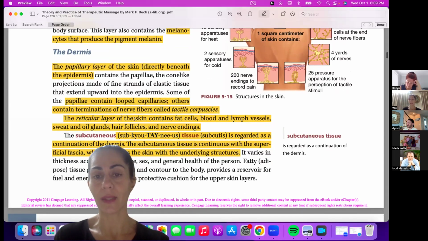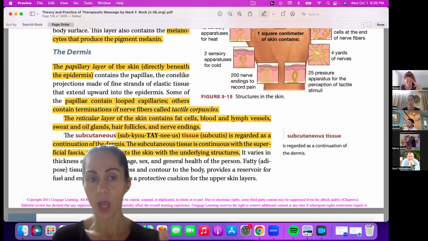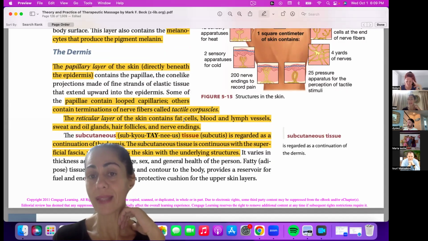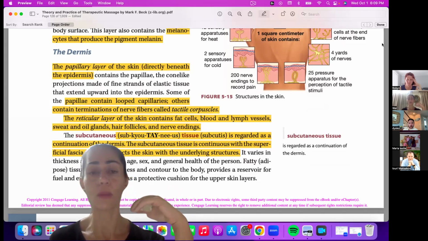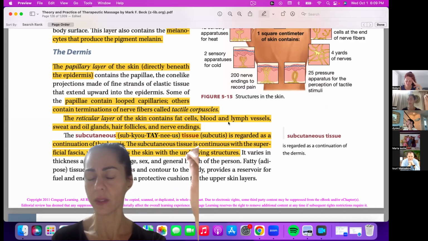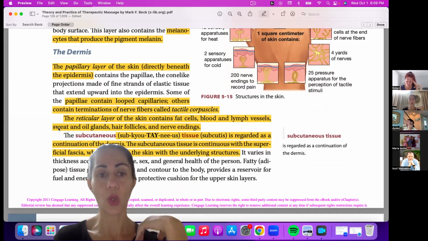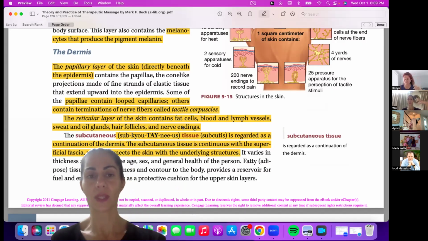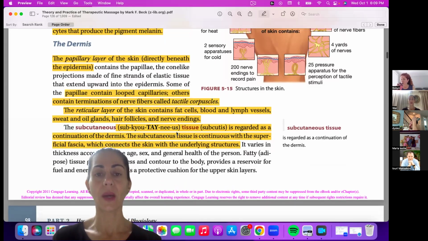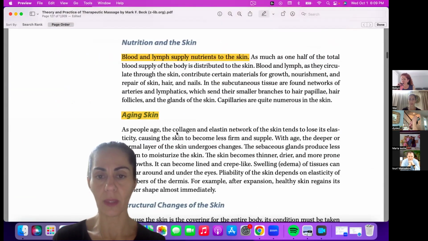And the reticular layer is more of a connective tissue type of thing. It's underneath the papillary layer, which has the fat cells, blood, and lymph vessels, right? We said also blood and lymph is a type of connective tissue, but it's more, what do you call it, liquid connective tissue. You also will find in the reticular layer sweat and oil glands, hair follicles, and nerve endings. There's a lot happening in that layer. Now, let me just go down to the picture so you can know what I'm talking about, or the picture itself, sorry.